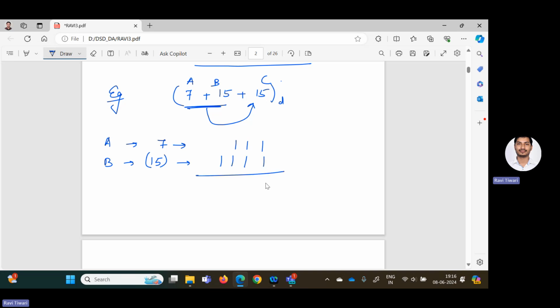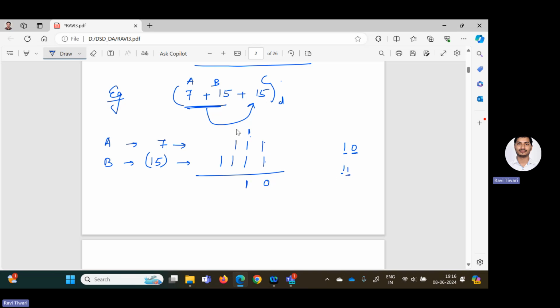Now you see how we are adding these two numbers. 1 plus 1 is actually 2. So 2 will be represented as 1, 0. That means sum is 0 and carry is 1. So here we can write down sum is 0 and carry is 1. 1 plus 1 plus 1 is 3. 3 will be represented as 1, 1. So sum is 1 and carry is 1.